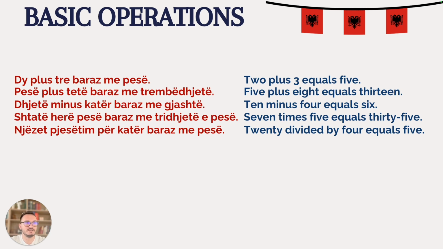10 minus 4 baraz me 6. 10 minus 4 equals 6. 7 her 5 baraz me 35. 7 times 5 equals 35. Dhe 20 pjestim për 4 baraz me 5. 20 divided by 4 equals 5.